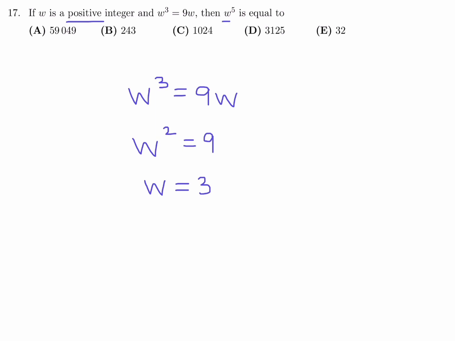And then now we just figured out w to the power of 5. Well, w is 3, so 3 to the power of 5. And 3 to the power of 5 is equal to 243. So number 17, the answer is B.